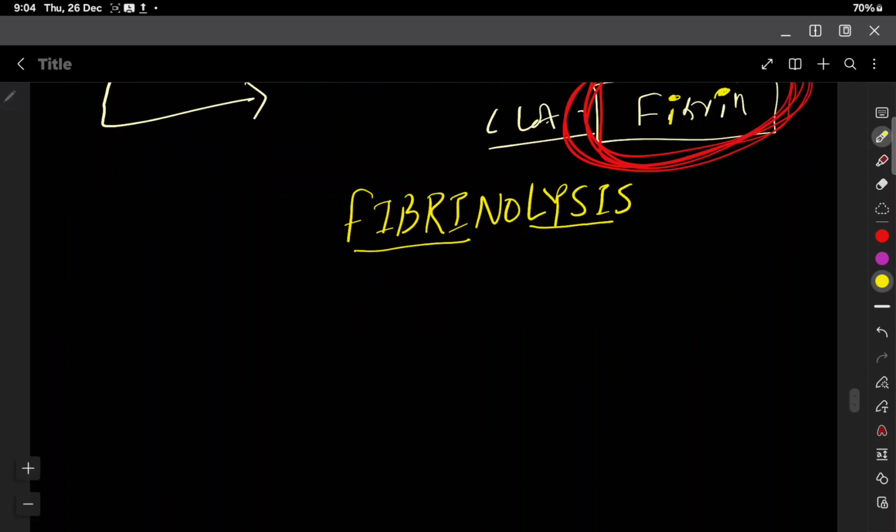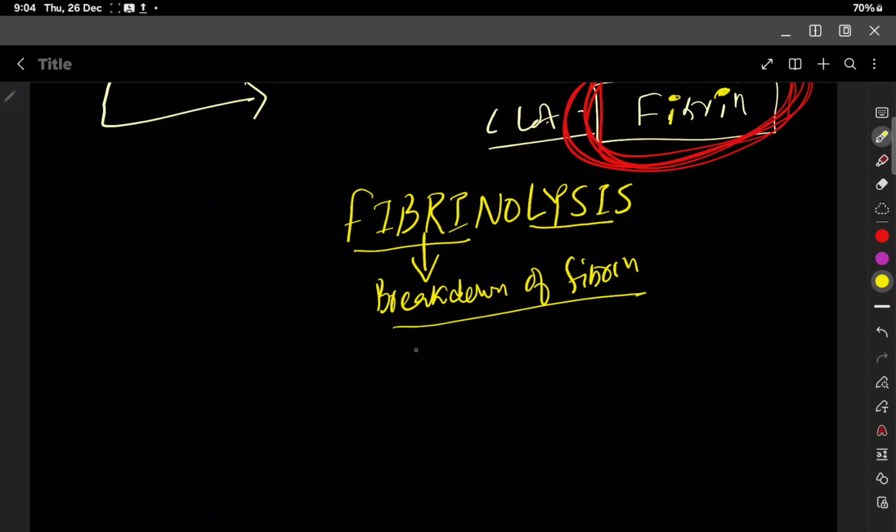So breakdown of fibrin occurs by an enzyme which is present naturally in our body, which is called plasmin. So plasmin here is very important. Plasmin helps in the breakdown of the fibrin, and therefore it prevents intravascular blocking.